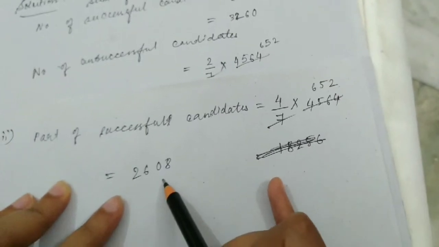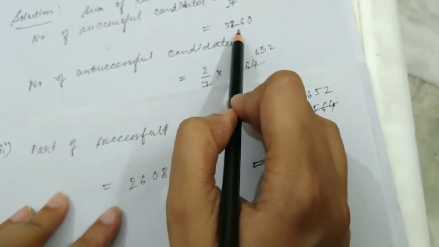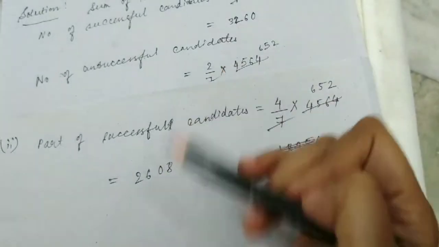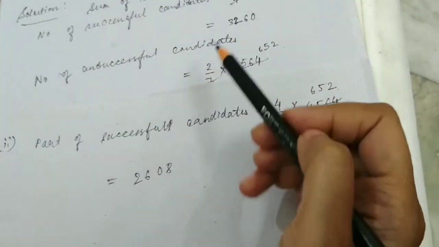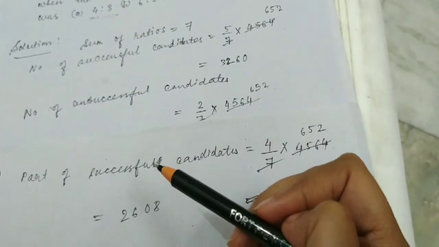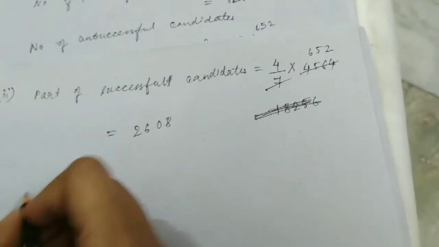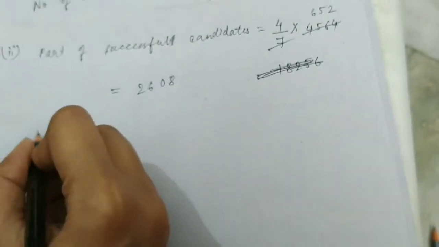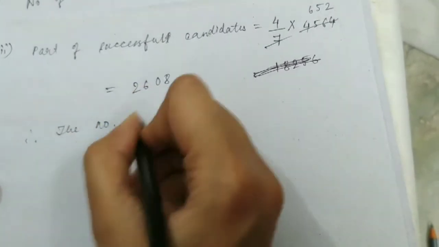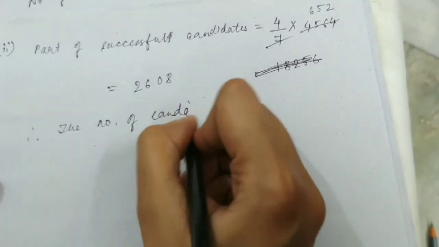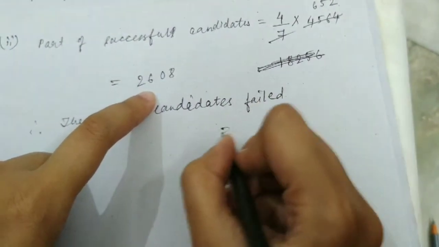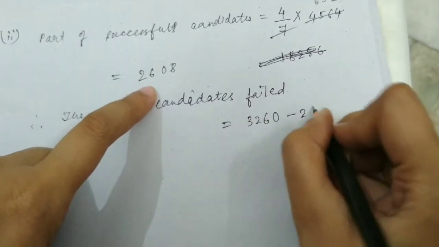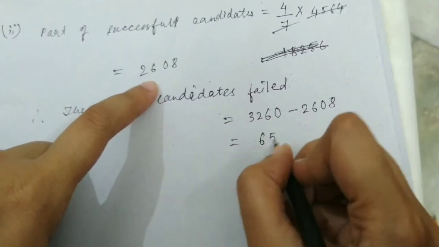Now our previous number of successful candidates was 3260 and now the number of successful candidates is 2608. So the previous number is more, the larger one. So the number of successful candidates increased or decreased? It decreased. That means the difference of the number of candidates, those candidates have failed, right? So the previous number of successful candidates is this one. Since this one is lesser, the number of candidates failed equals 3260 minus 2608. That is equal to 652. So this is the answer of the first one.